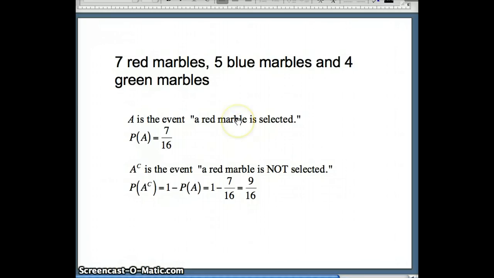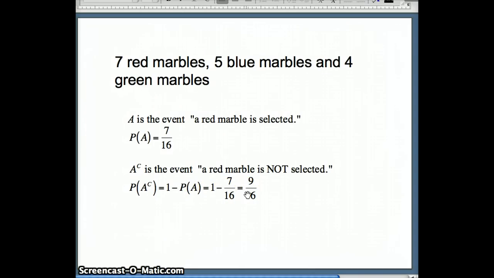So if we're looking for the situation, a red marble is selected, how many red marbles are there? 7 red marbles out of how many total? 7 plus 5 is 12 plus 4 more is 16. So we have 7 winners divided by 16 total, or a probability of 7/16 for selecting a red. And a complement is the event that a red marble is not selected. Now, using our rule, we can say the probability of A complement is 1 minus the probability of A, 1 minus 7/16, which of course is 9/16.